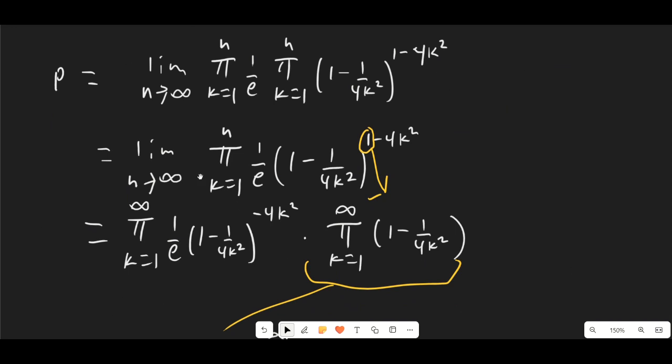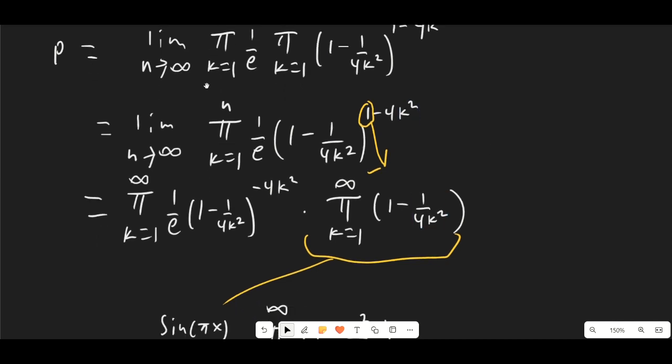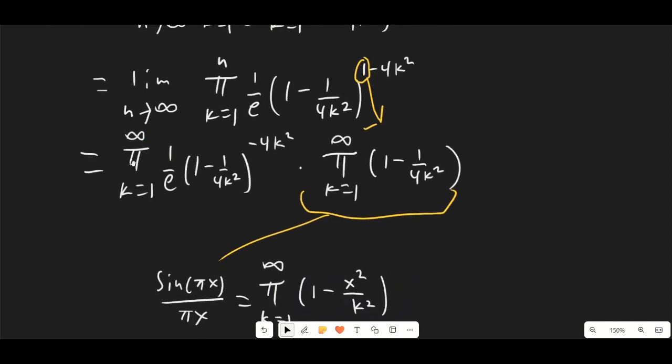So now we put this all into one product, and notice we have this 4k squared, and we also have this one that's separate, which is just the 1 power. So we're going to separate this 1 power and the negative 4k squared power into two separate products. And now, since everything is in one product, we can just let the upper bound be infinity. So we now have two separate products: the product from k equals 1 to infinity of 1 over e times 1 minus 1 over 4k squared raised to the negative 4k squared power.